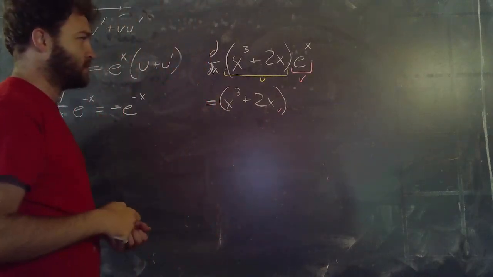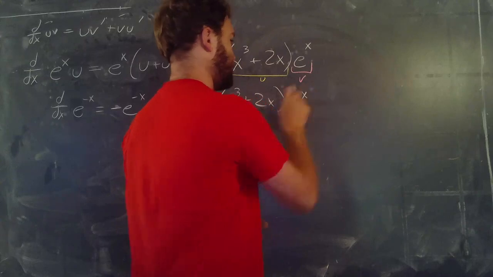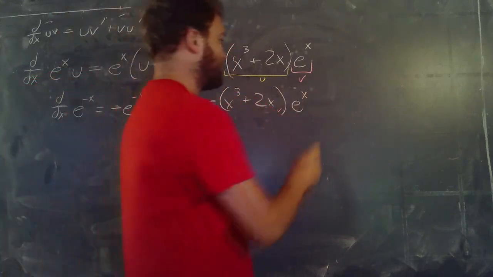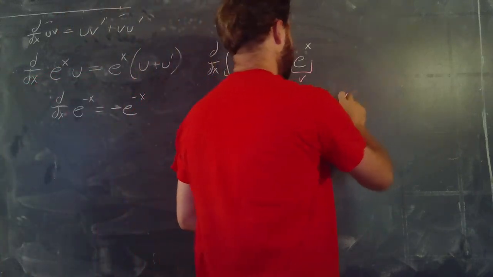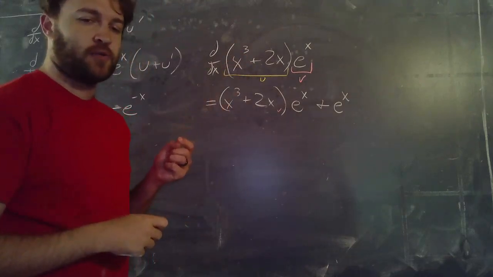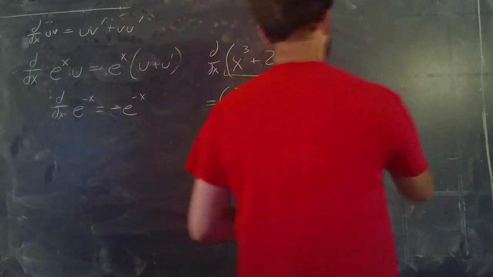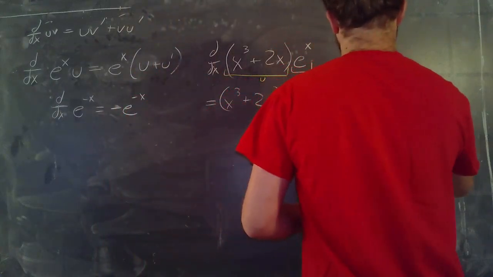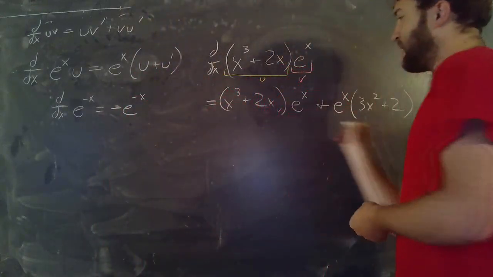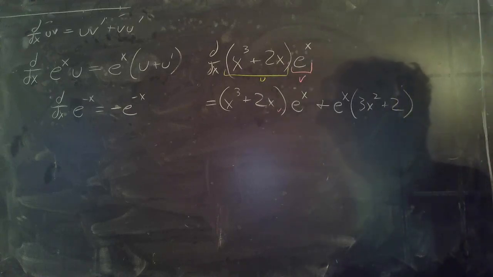So the product rule says write down u, write down the derivative of v, derivative of v is just e to the x, plus write down v, e to the x, times the derivative of u. And since that's a polynomial, at this point we know we just go through it part by part, and we use the general power rule. We will get 3x squared plus 2, and this big honkin' thing is our final answer.